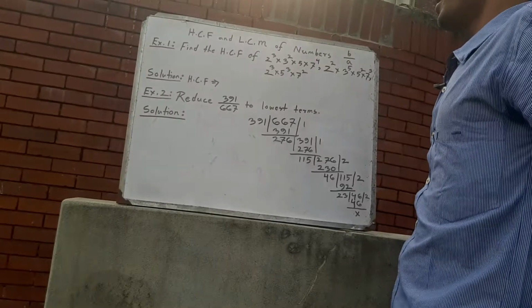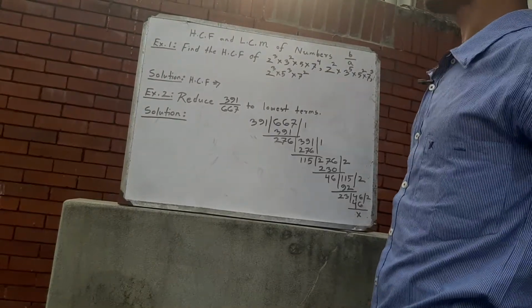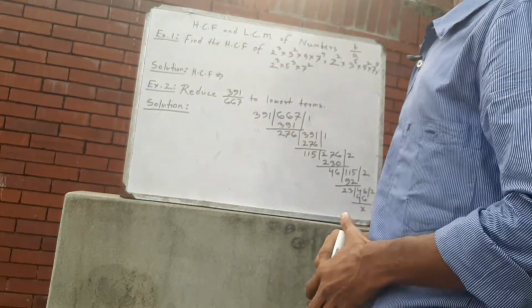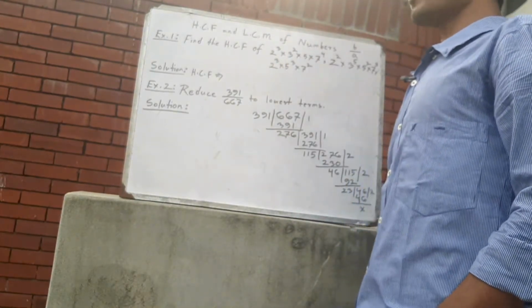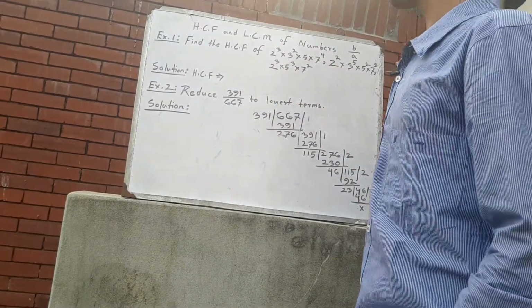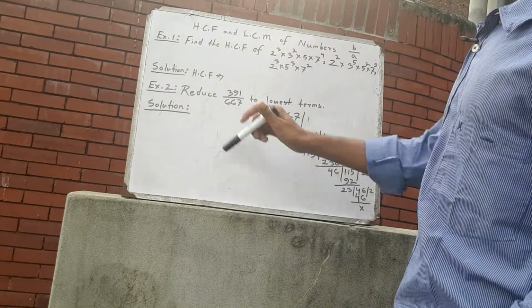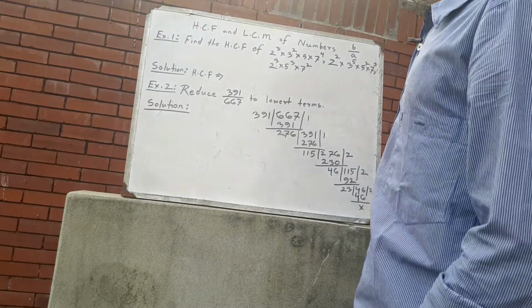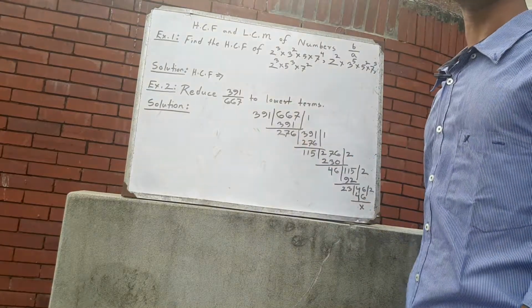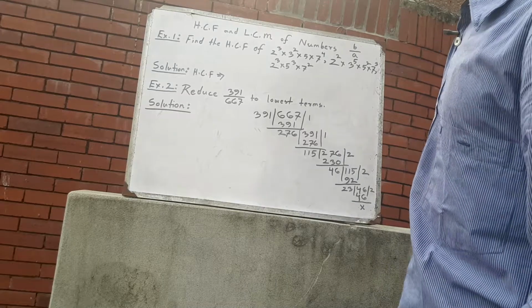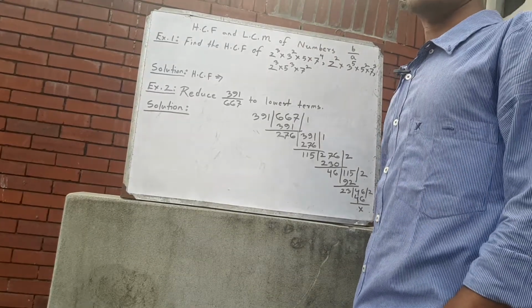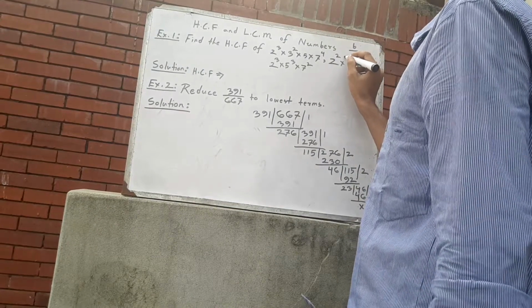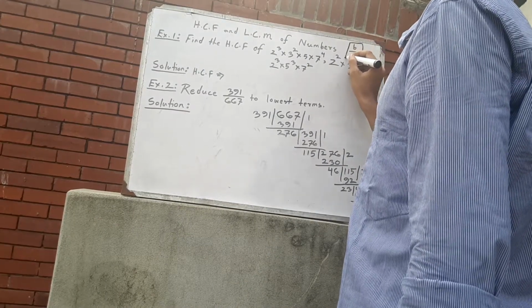Before starting the explanation or questions, we have to understand the full meaning of H.C.F and L.C.M. H.C.F stands for highest common factor, and L.C.M stands for lowest common multiple. H.C.F is also known as greatest common divisor. That means H.C.F is the highest divisor, and L.C.M is simply called the multiples.